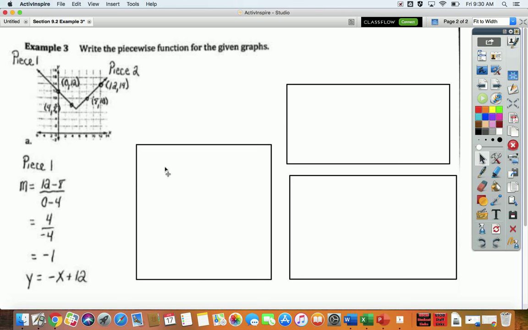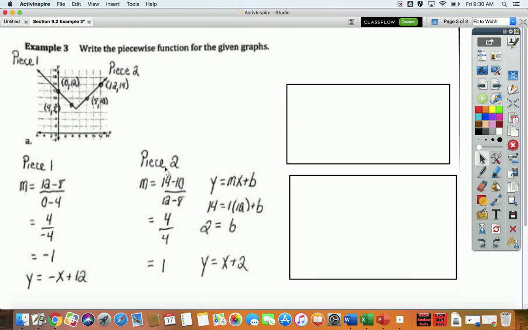I'm going to do the exact same thing for piece 2. I used the two ordered pairs to calculate the slope for piece 2, and the slope was 1. This one, we do not graphically see the y-intercept, so I solved it algebraically. I chose to use the ordered pair (12, 14) along with the slope, and I substituted it into the slope-intercept form and solved for b. So the y-intercept is the ordered pair (0, 2). When we write the equation for that particular piece, the equation is y = x + 2.